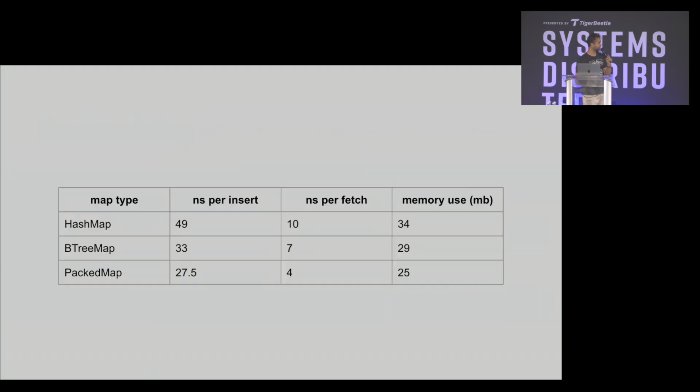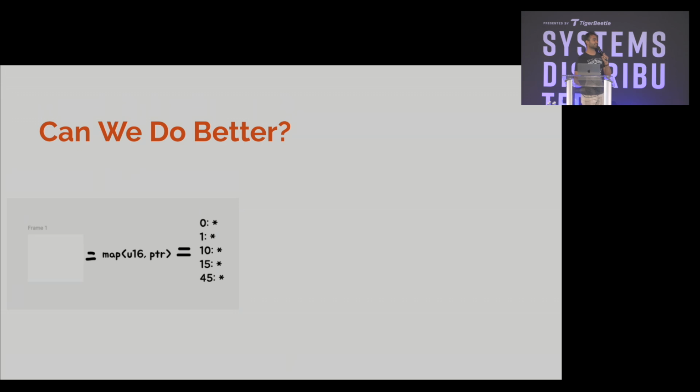When we actually look at how well this performs, we see that we get a speedup in our insertion times. I think this is an artifact of the benchmark. We also have quicker fetches, which may actually be true because maybe we're just loading the entire vector into memory, and that's really quick for a CPU for these small maps. And our memory use is much lower, as we expected. Yay. But can we do better? Yeah.